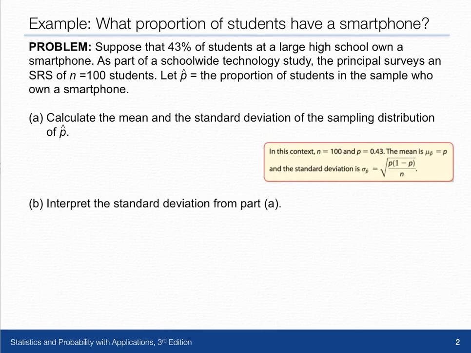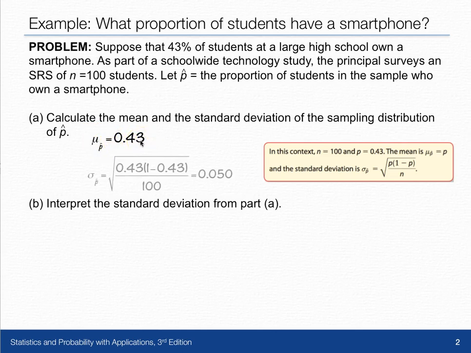Now in this context, the sample size is 100 and the population proportion is 0.43. Because p hat is an unbiased estimator of the population proportion, the mean of p hat will simply be that population proportion value. And the standard deviation can be found by taking the square root of p times 1 minus p divided by n.